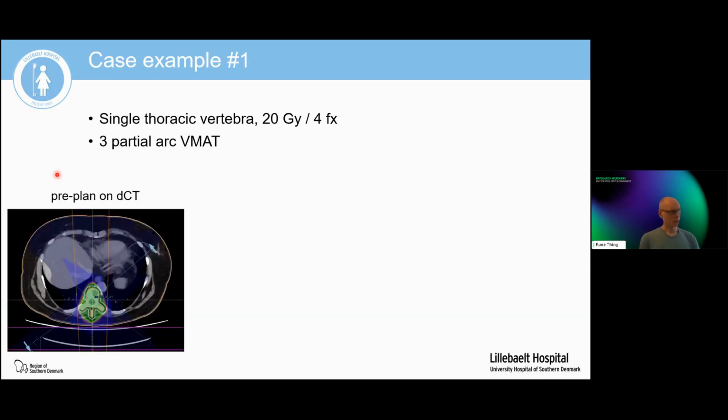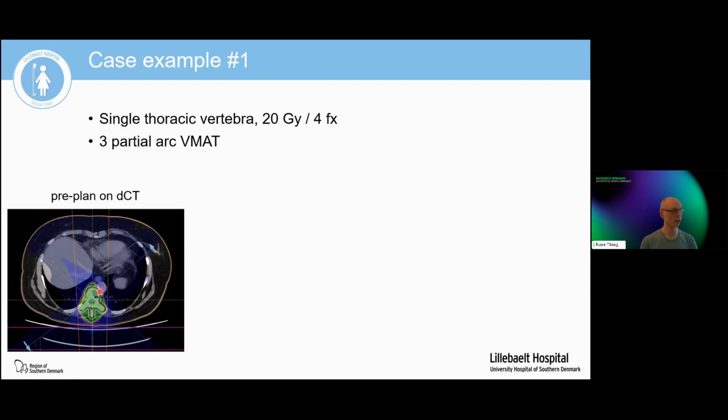So I would like to show you 2 examples of what this workflow, or what the plans, might look like here. The first example is a patient referred for palliative treatment of a single thoracic vertebra receiving 20 grays in 4 fractions, and designed with a 3 partial arc VMAT treatment here to allow the arms to be down if needed on the day of treatment.